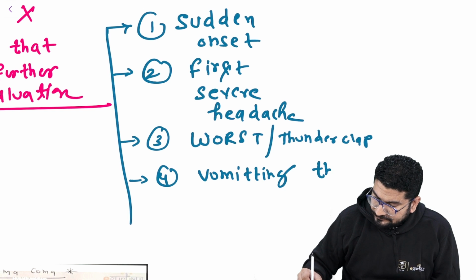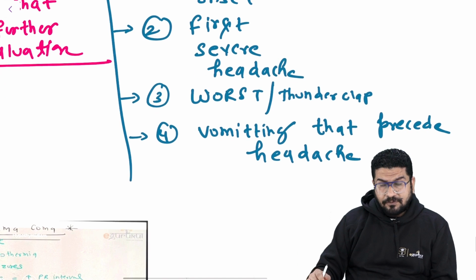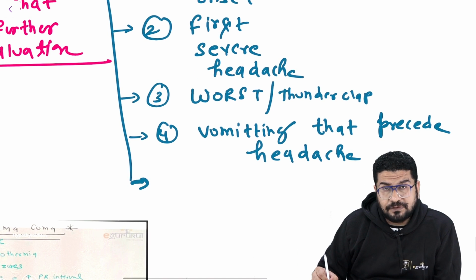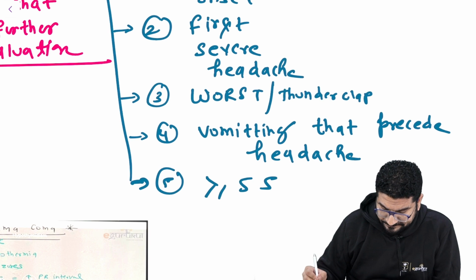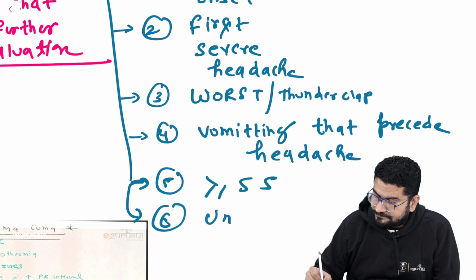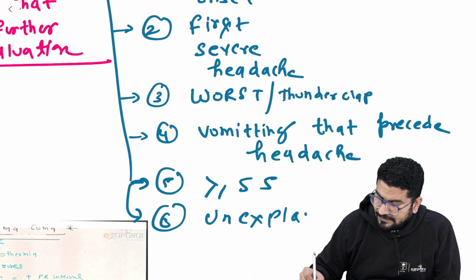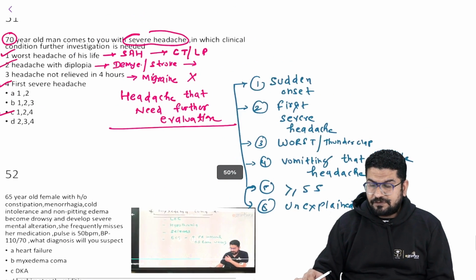Vomiting that precedes headache, because this is mostly seen in hemorrhagic stroke patients, right? Then remember any patient who is having headache, like an elderly patient after 55 years, or any headache with unexplained fever. Unexplained fever means there is no infection. So these are some of the examples of headache which should be evaluated.